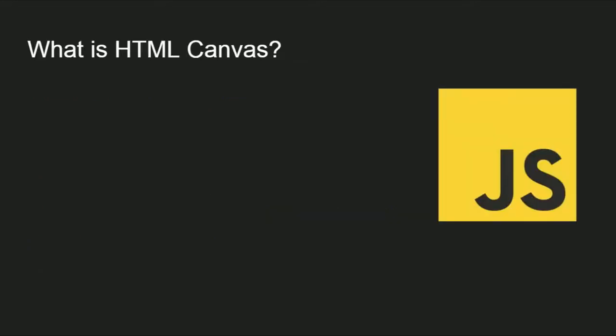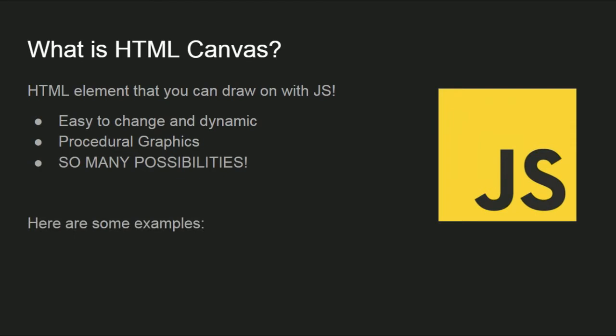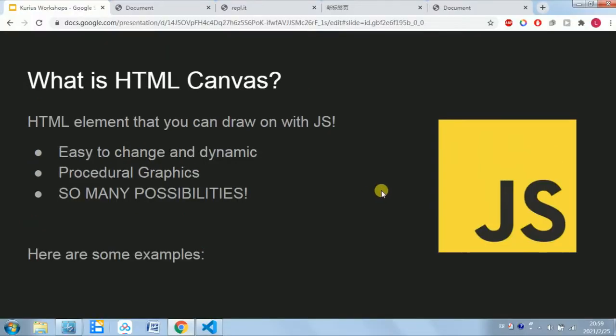Okay, so getting into the workshop, what is HTML Canvas? HTML Canvas is an HTML element that allows you to draw on the fly with JavaScript. Because of this, it's really easy to add dynamic or procedurally generated graphics, and this allows for so many possibilities. Here are some examples of things that I have built in the past, and this may serve as inspiration for the upcoming Advanced Web Dev Challenge. So let's just take a look.